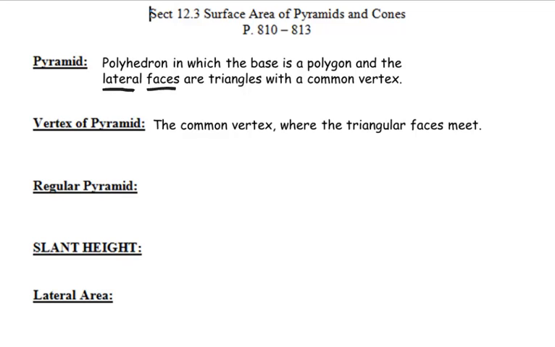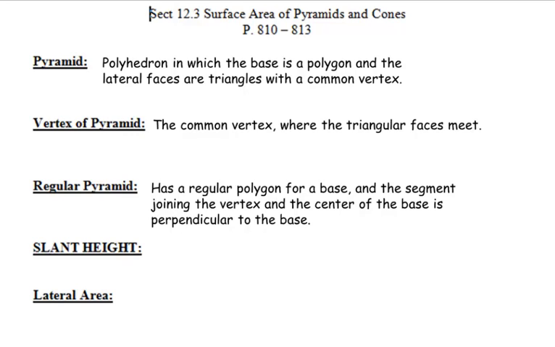Not going to draw one, not good at it. We'll see one on the next slide. Then the vertex of your pyramid is that common vertex where those triangular faces meet. Okay, a regular pyramid has a regular polygon for the base. So regular meaning that all sides are the same measure and all angles are the same measure. And the segment joining the vertex and the center of the base is going to be perpendicular to the base. Okay, so a segment going down the middle would be perpendicular at the base.